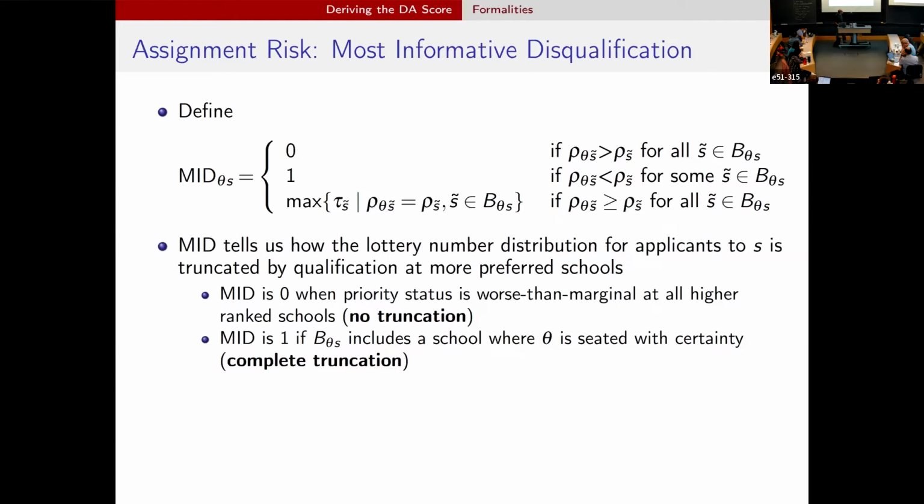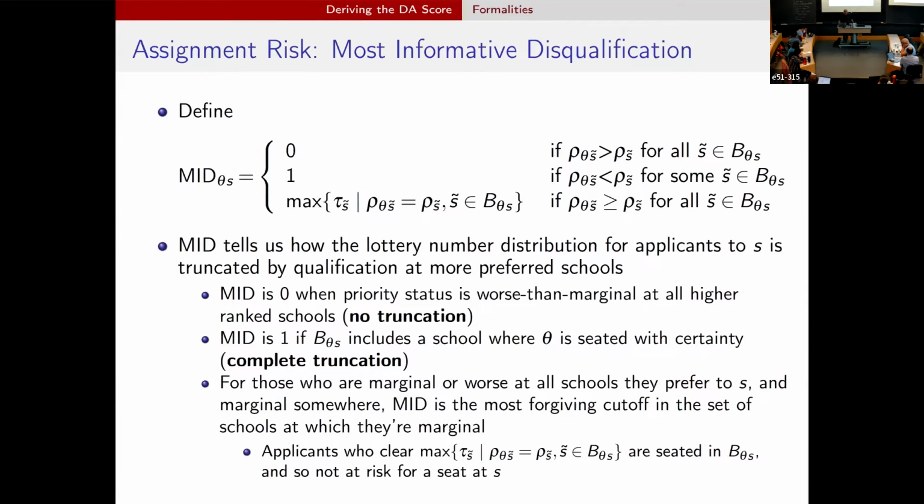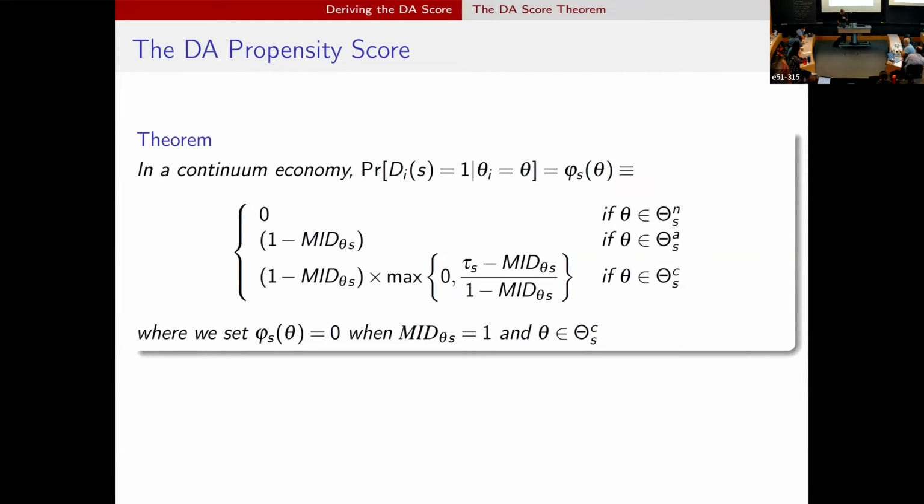Now, the last case: what that notation is telling us is it's got a max in front of it. The max is telling us what was the highest cutoff at a school where you are in the marginal priority group. So the max of the lottery cutoff tau s, given that you're in the marginal priority group, that's what rho of theta s is equal to rho of s, for a school that you prefer to school S. Mechanically, this is simply saying: look at your applicant, look at all the cutoffs of the schools above where you applied, look at where you're in the marginal priority group and pick the easiest school to get into, and that will be your most informative disqualification. And so these are our three cases, and now we are ready to give you a formula. So that's basically it in terms of the notation.